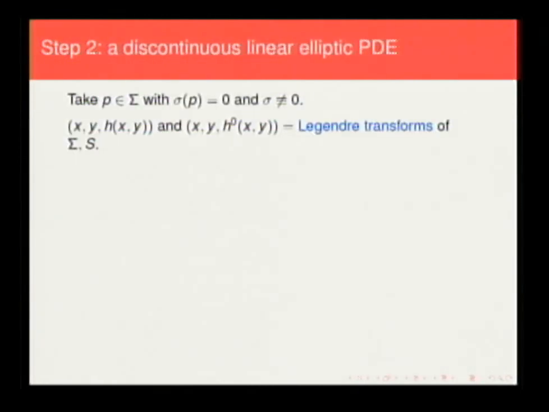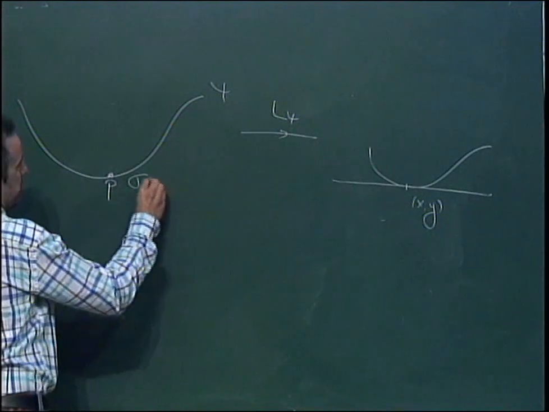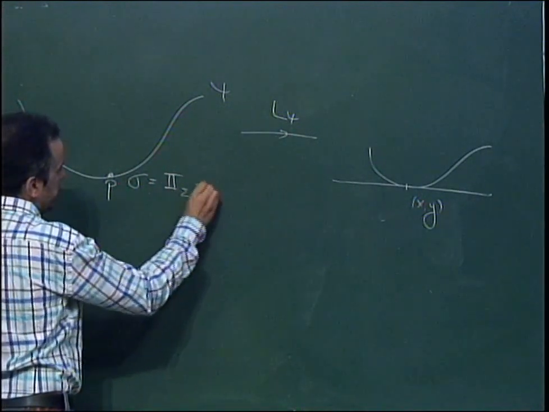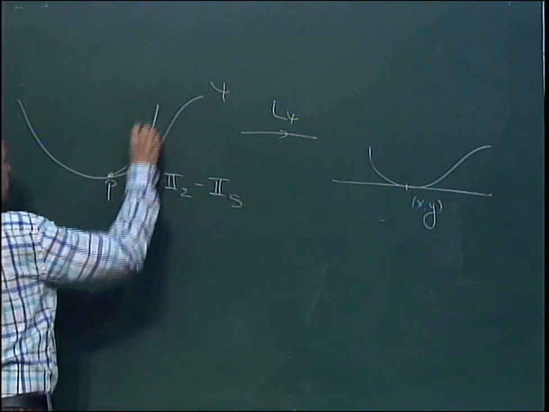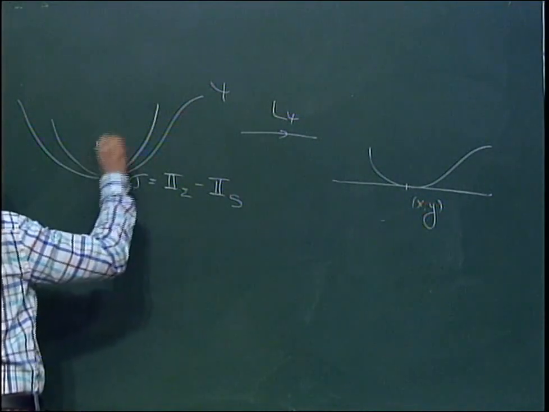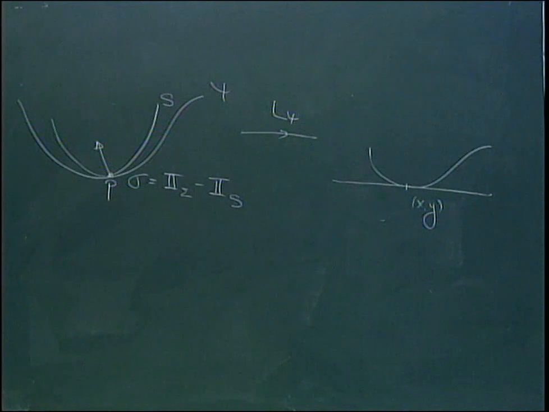Now, the second step of the proof is to consider the elliptic PDE associated to this coordinate xy. Consider a point P on our surface sigma, where the difference between the second fundamental form of the surface minus the second fundamental form of the initial surface, the ovaloid, when we translate to that point, is equal to 0. Assume that we have a contact of order at least 2.